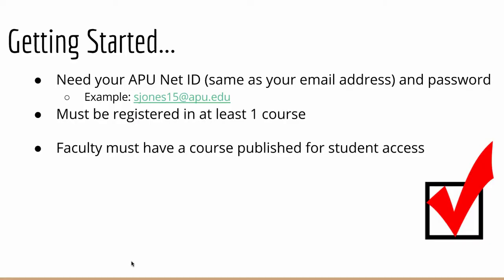In order to log in, you will need your APU Net ID and your password. You must also be registered in at least one course, and that course must be published for student access. If you don't see any courses within your queue, it may mean that your faculty member has not made the course available yet for your students. In any case, you can contact your instructor if you have other questions about access to their course.